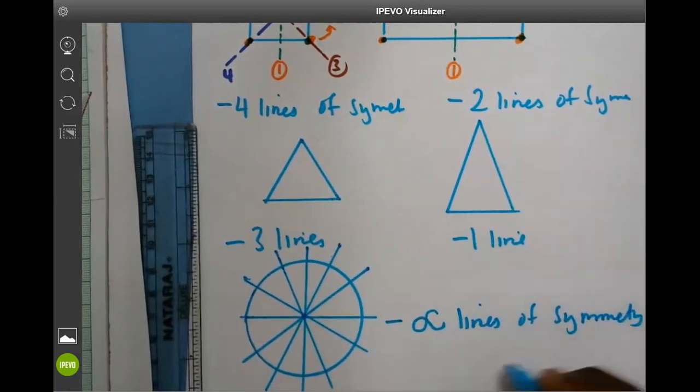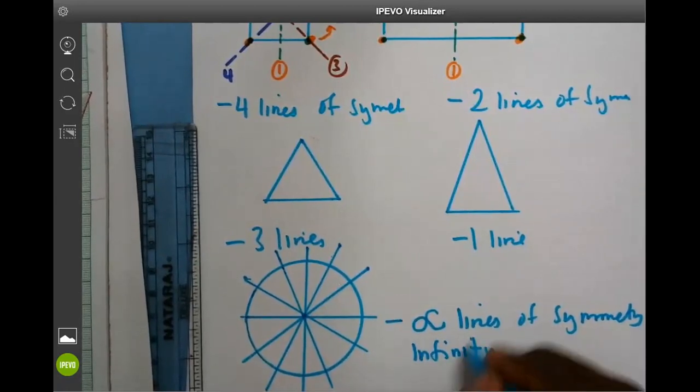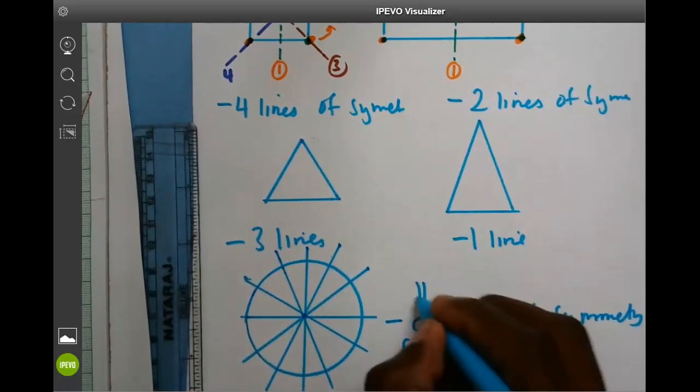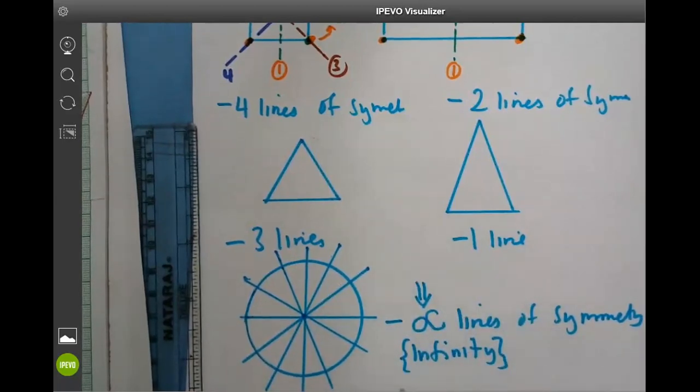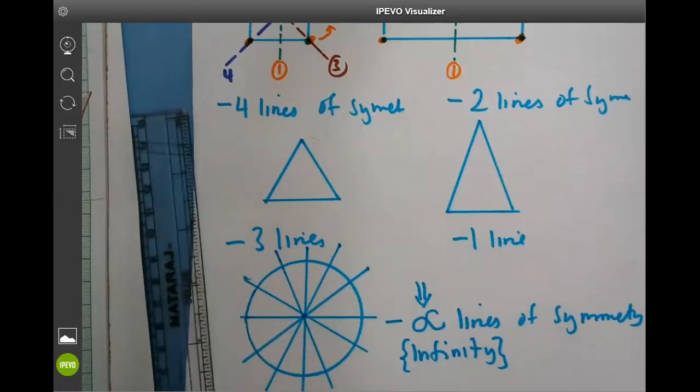A circle has infinity. This is the symbol for infinity. Infinity lines. Infinity means as many as uncountable. So a circle has got so many infinity lines.